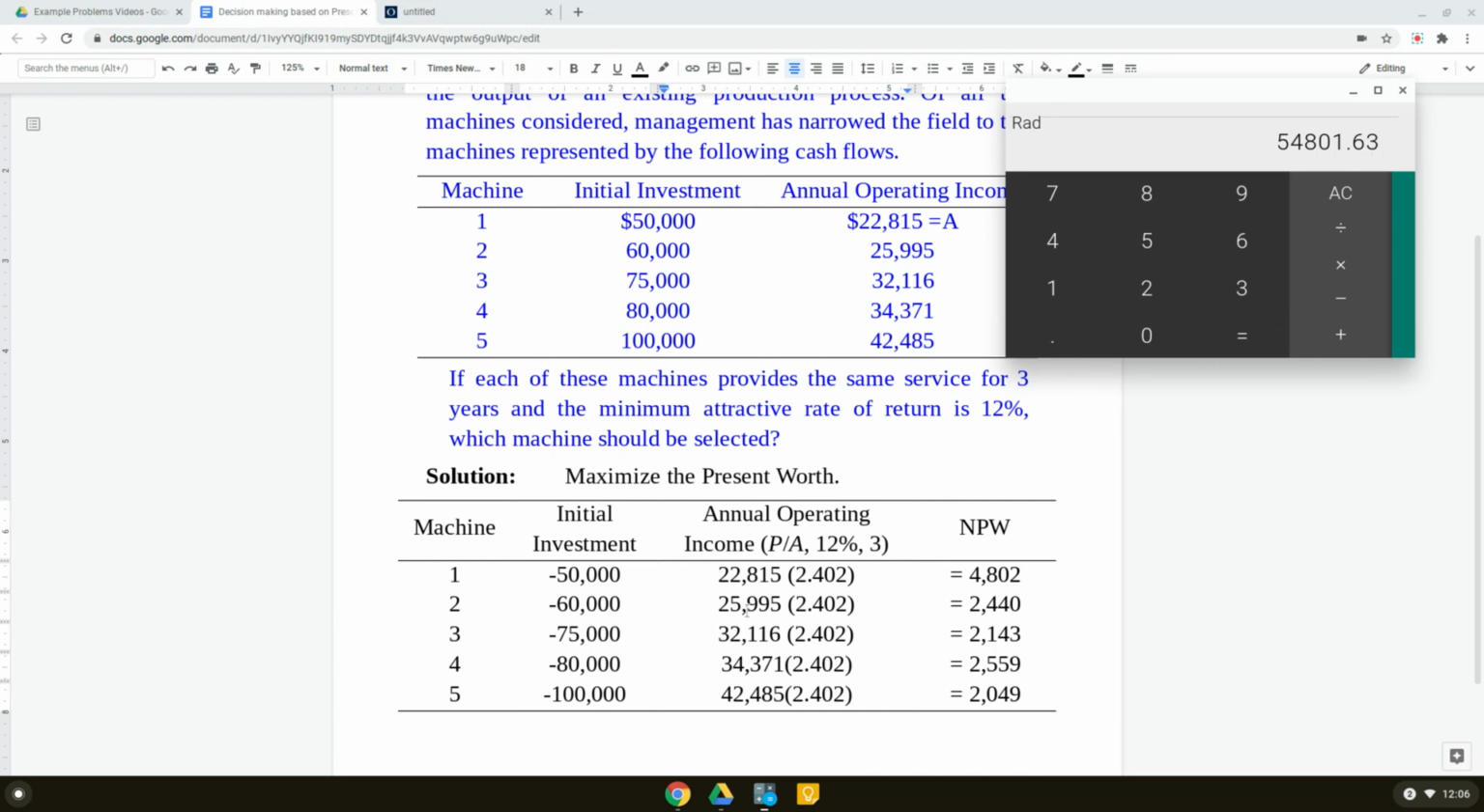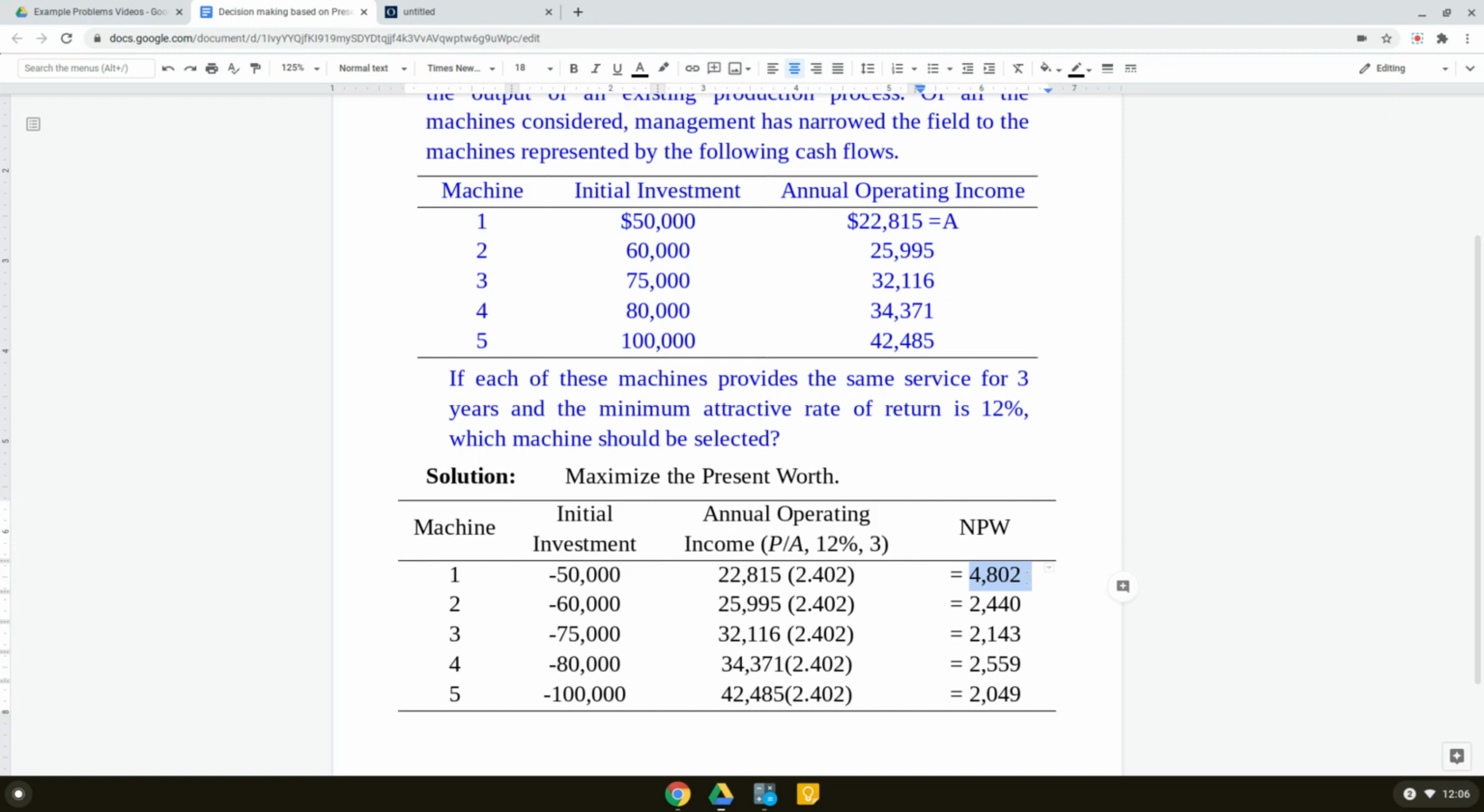That's the equivalent present value of the annual operating income. So that's a plus, right? This is total P value. So that's the total benefit of this machine in today's value, in time period 0 value. And we have to subtract the cost of the machine from that. So minus 50,000. So that's going to give us 4,801.63, or you round it off, 4,802. So that's the net present worth.